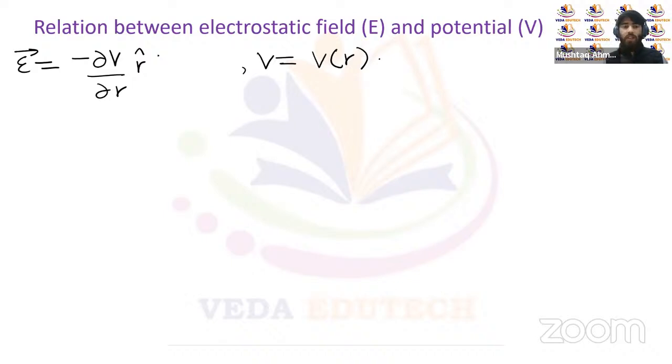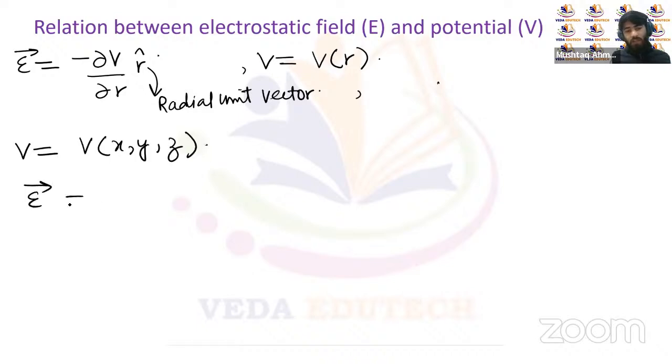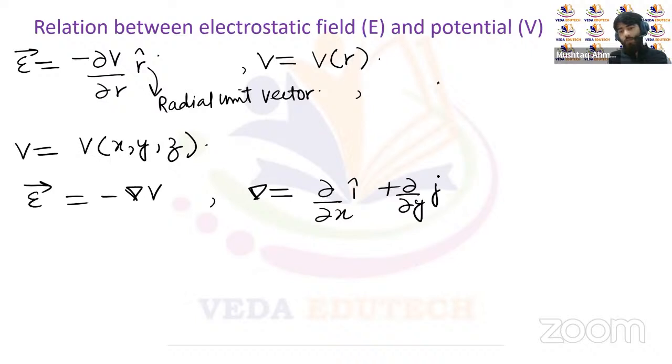It will be directed along the radius, which is why I use this radial unit vector. And suppose the potential V is given in the Cartesian system as V of x, y, z. Then the electric field is given as minus grad of V, where grad is equal to del upon del x i cap plus del upon del y j cap plus del upon del z k cap. That's how we represent grad. We call this an operator.